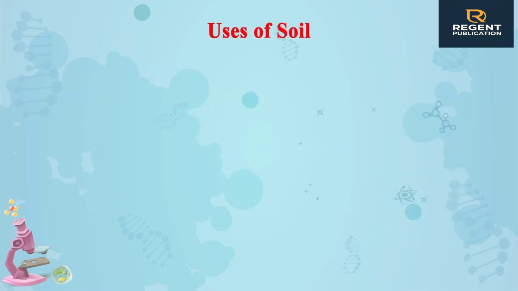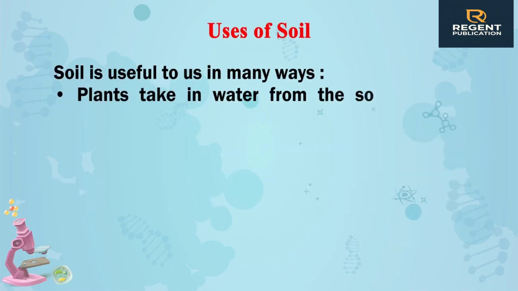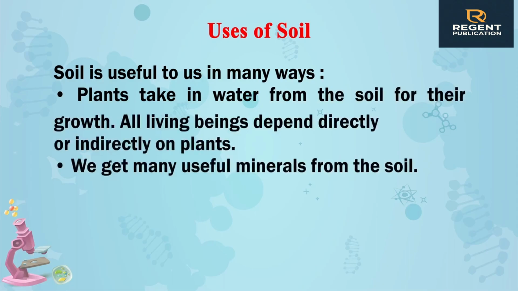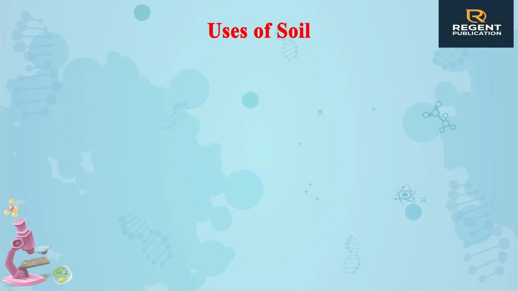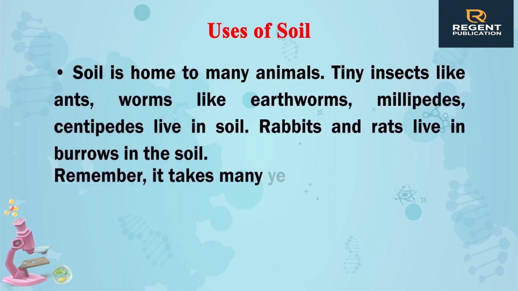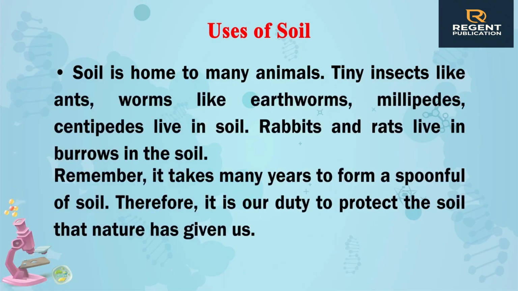Uses of soil. Soil is useful to us in many ways. Plants take in water from the soil for their growth. All living beings depend directly or indirectly on plants. We get many useful minerals from the soil. Soil is home to many animals. Tiny insects like ants, worms like earthworms, millipedes, centipedes live in soil. Rabbits and rats live in burrows in the soil.